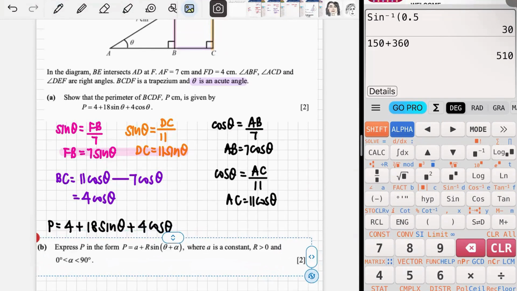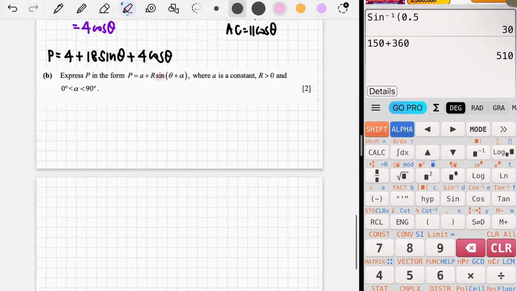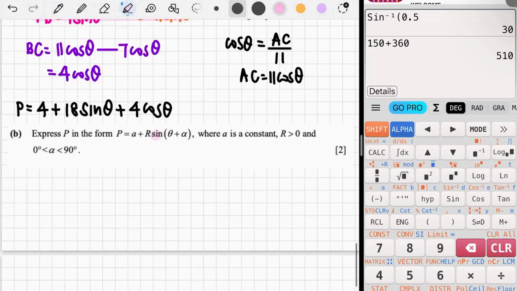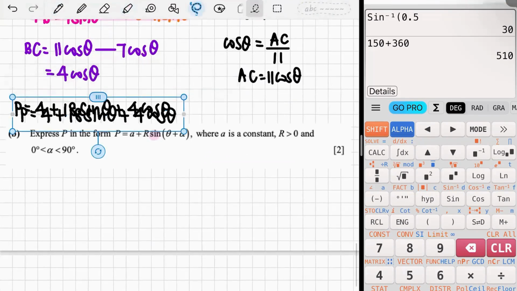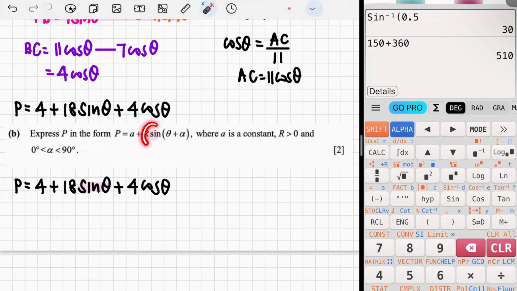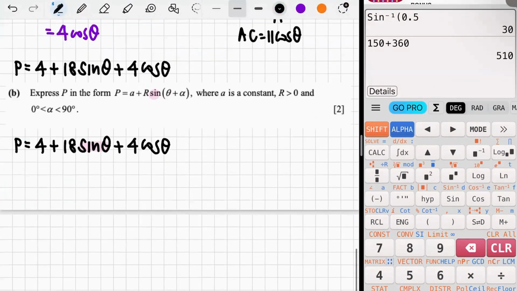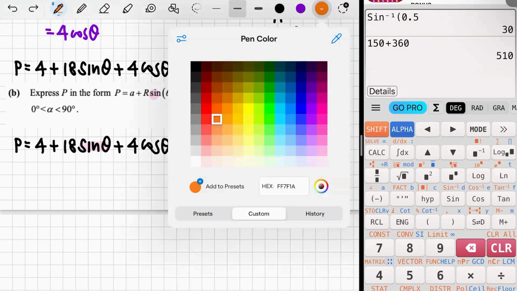Your second part from here is they ask you to show it in terms of sine. So this is my perimeter. Always remember to check your first trigo must be the same with this one. If not, you have to swap. So what you need to do now is find what is R and what is alpha. To find R is quite easy. Let me just use a different color.